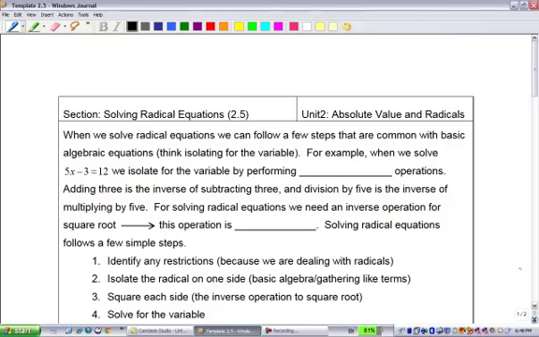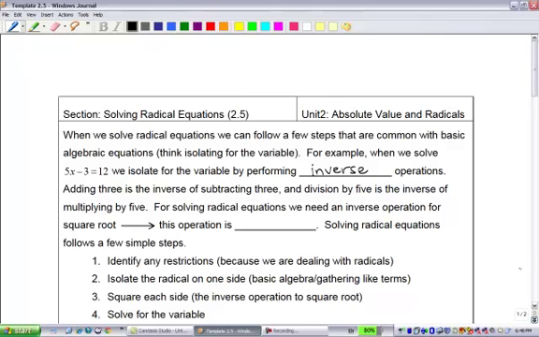And in basic algebra, what we do is we just try and isolate for the variable. For example, when we solve 5x minus 3 equals 12, we isolate the variable by performing inverse operations. So it's the operations that really cancel out what's around the x. If we have 5x minus 3, adding 3 is the inverse operation of subtracting 3. Division by 5 is the inverse operation of multiplying by 5.